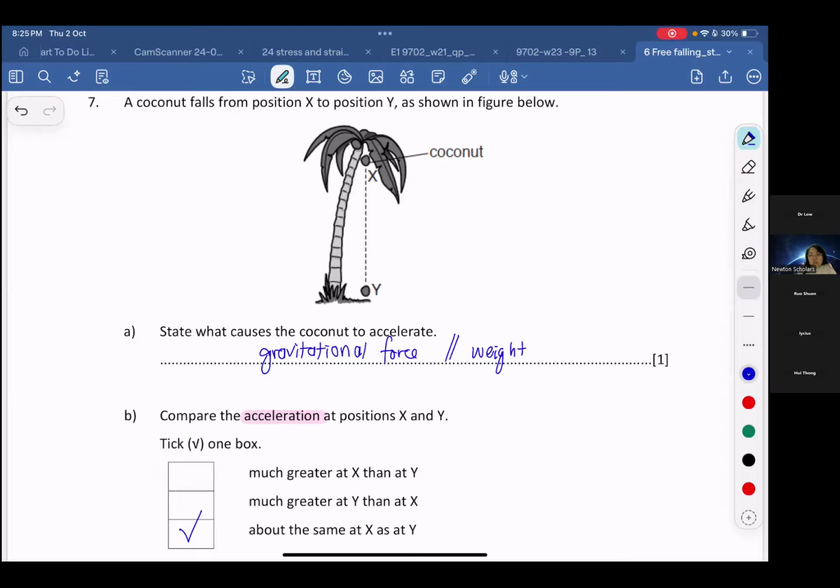Because in this question, they didn't mention that air resistance is ignored. That means there might be some air resistance. So here we say about the same. It may be affected a little bit by other forces. Okay, so here it is about the same.